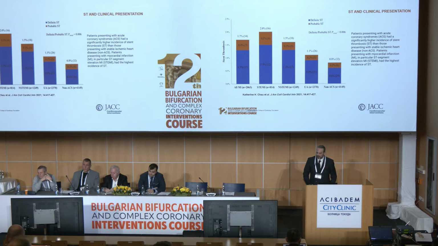Obviously, the rate of in-stent thrombosis also depends on the presentation of the patient. So patients presenting with acute coronary syndrome had a higher incidence of stent thrombosis than those presenting with stable ischemic heart disease. And patients presenting with myocardial infarction, in particular ST elevation, STEMI, had the highest incidence of stent thrombosis. So it is something that depends also on the presentation.